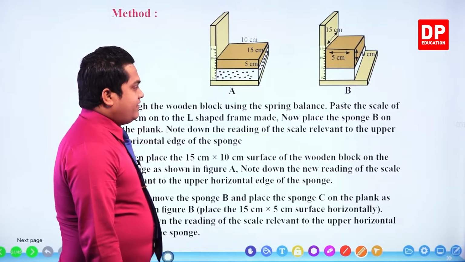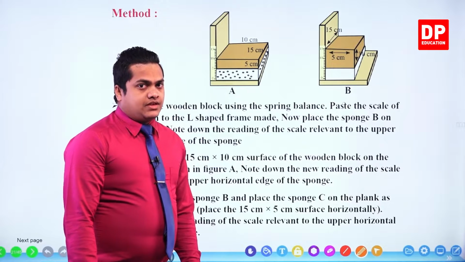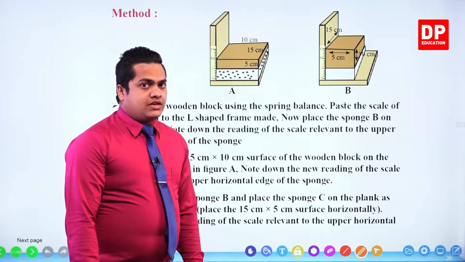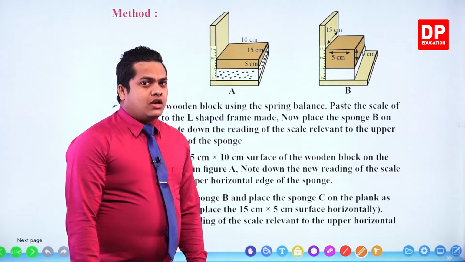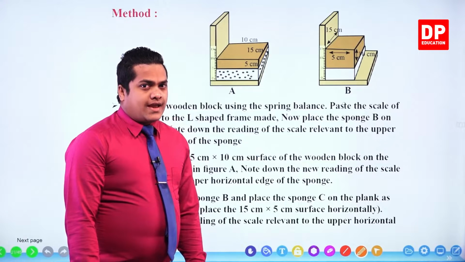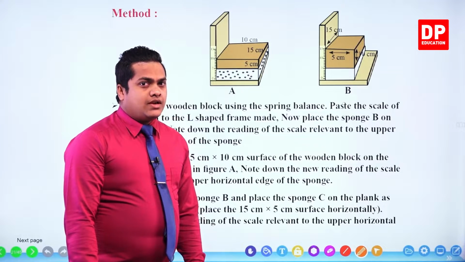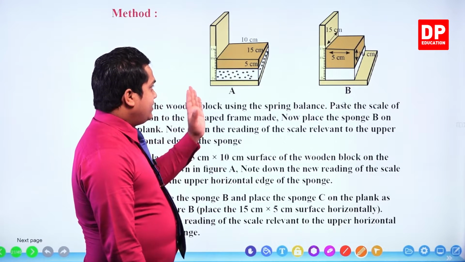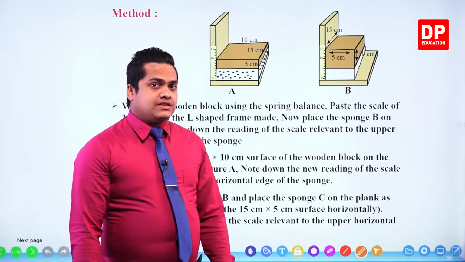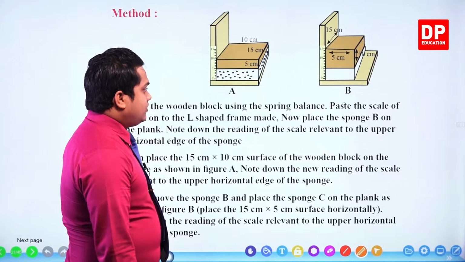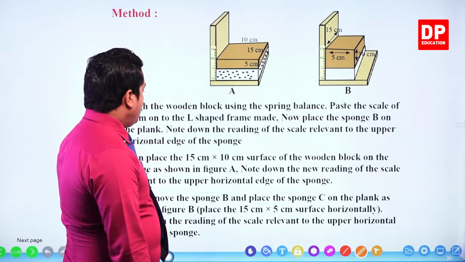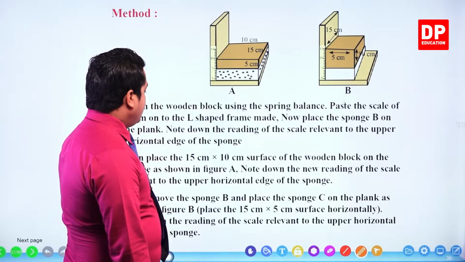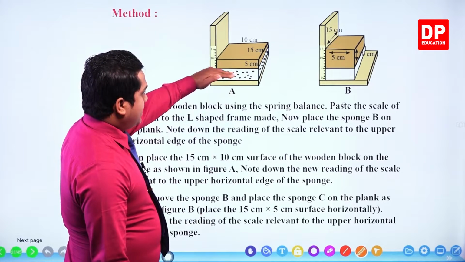So, like in the previous activity where we did this under the factors affecting the pressure, especially in the earlier case, we discussed how force is going to affect the pressure. Like in the same activity, you have to fix these two together according to the figure. Then you have to place the first sponge, sponge B, on the plank, and note down the reading of the scale relevant to the upper horizontal edge like this.